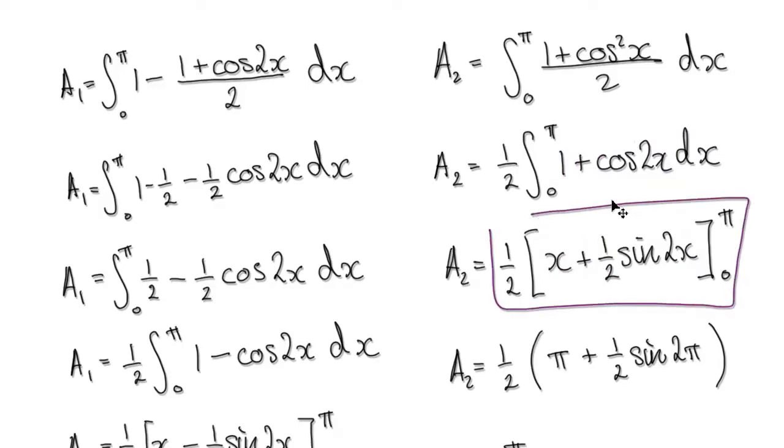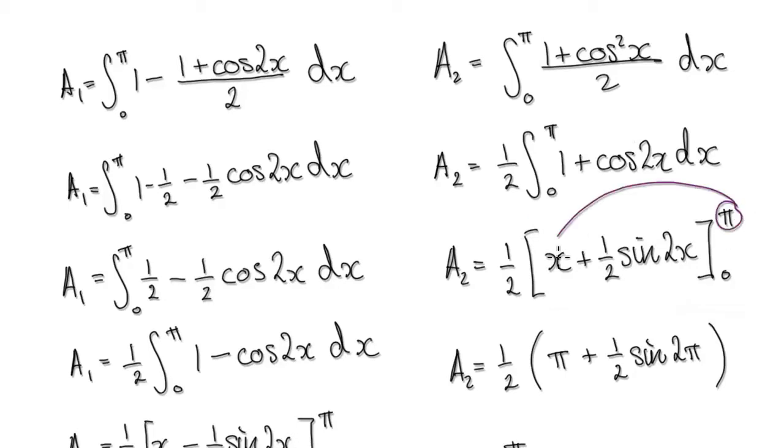And then now put this into here. That will then give you pi. Put this into here. That will then give you a half sine 2 pi, because when you put pi into here, it will be 2 pi. And then you take away, put 0 into here, which would be 0. Put 0 into here. Sine of 0 would be 0. So you can ignore the 0 here. So it will then take you to here.